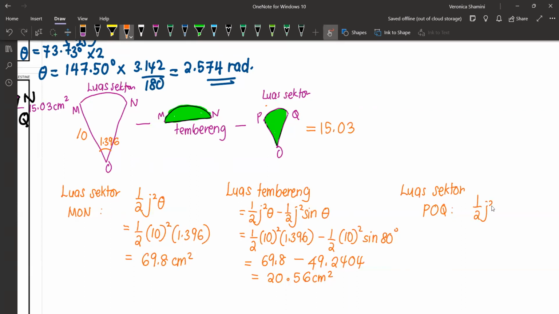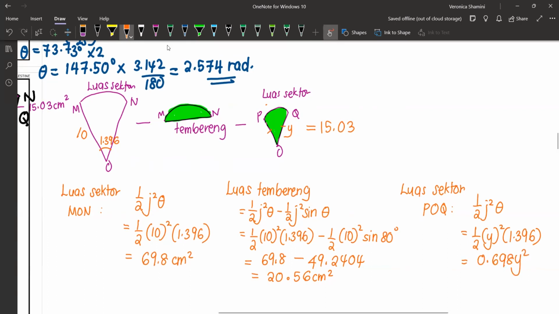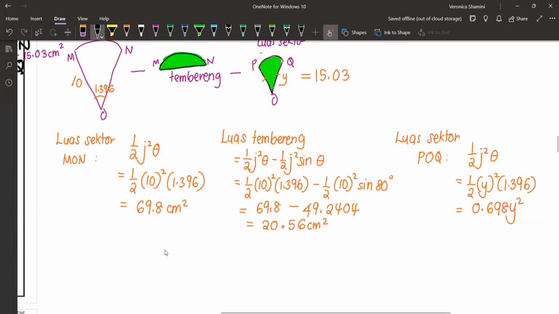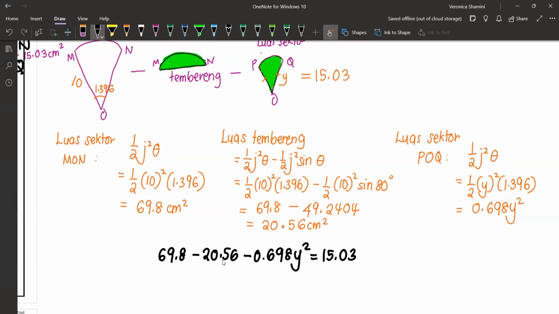So 1/2 j square theta. So here the jejari is what? Y, isn't it? Okay, so we put Y square. Theta still sama, 1.396. So 1/2 times 1.396. Okay, I'm getting 0.698 Y kuasa 2. Okay, now it's time for us to tolak everything. Okay, 69.8 tolak 20.56 tolak 0.698. I'll get 15.03.